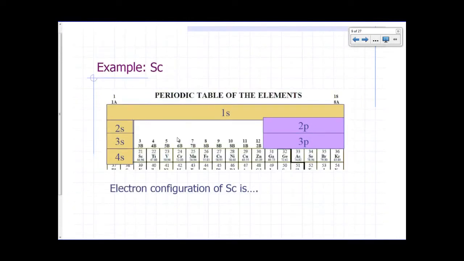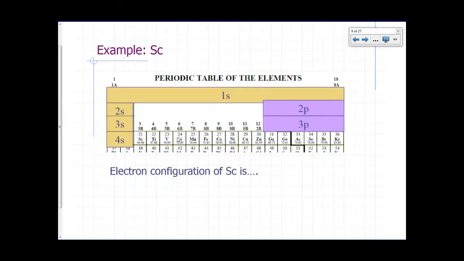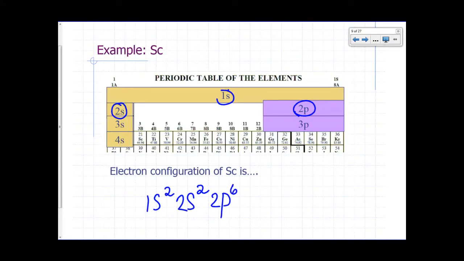Okay, so let's look at an example here. What's the electron configuration for scandium? The way you would do this is you'd say, okay, it's 1s2. The first 2 electrons will go in the lowest possible energy orbital, that would be the 1s. Then the next electrons will go to the 2s subshell, and you can put 2 electrons there. And then the next one would be 2p. That allows you to put 6 electrons there. So that takes care of 10 electrons so far: 2 plus 2 plus 6, that's 10 electrons.